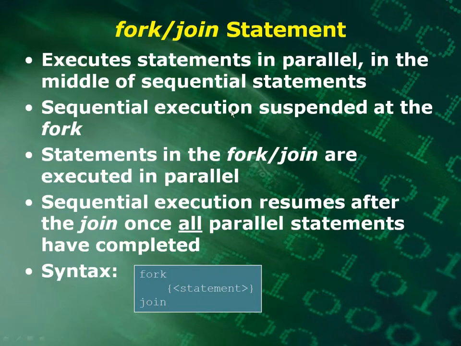So the sequential execution is suspended at the fork. You may have statements before this fork. When you get to the fork, the sequential execution is suspended, and the statements in the fork join are executed in parallel, and then the sequential execution resumes after the join once all, that's the key, once all parallel statements have completed. So if you have multiple ones in here, all of them have to complete before it continues after the join.